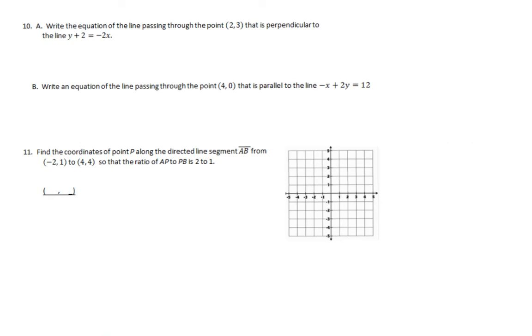Okie dokie. Number 10, write the equation of the line that passes through the point. So the very first thing you should do is you should see that point. You should label it x1, y1. Perpendicular to the line blah, blah, blah.